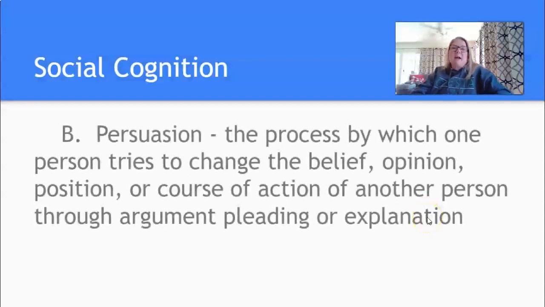Persuasion, which you have a discussion question about this week. It is a process by which one person tries to change the belief, opinion, position, or course of action of another person through argument, pleading, or explanation. How many times have you tried to persuade, maybe it was a parent, I'm sure you were younger, please, please, please let me go to that party or that event. I promise all my friends are going.